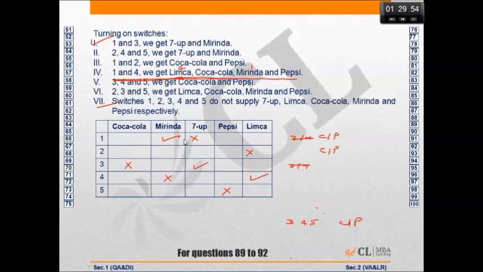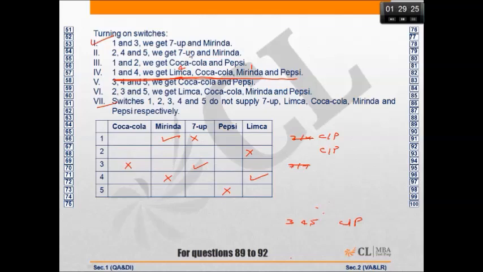2, 3, 5 we get Limca, Coke, Mirinda, Pepsi. Limca cannot come from 2. It can come from 3, it can come from 5. I don't think I am getting it. I'll take a couple of minutes extra and then go. If I don't get it, I'll just move on to quant.